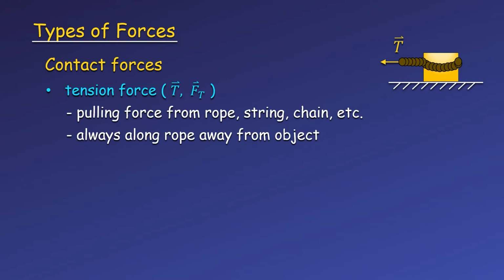Because of this, we think of ropes and other things that exert tension as one-dimensional objects. So the tension can only point along the rope. And since it is a pulling force, it will always point away from the object.